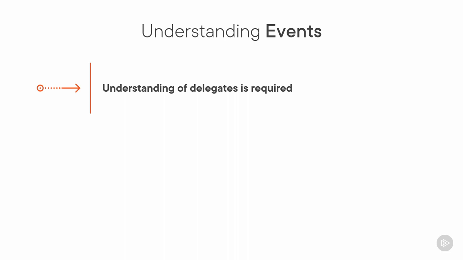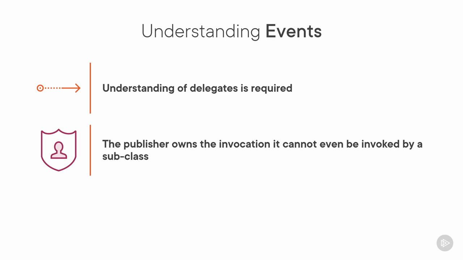While events and delegates look and act the same, one important difference is who owns the invocation. When it comes to a delegate, anyone that has a reference to the delegate can invoke it. With events, this is not the case. Only the publisher, which is the class that owns the event, can be the one invoking it. Not even its subclasses could invoke the event.